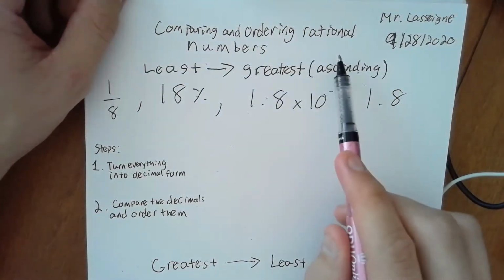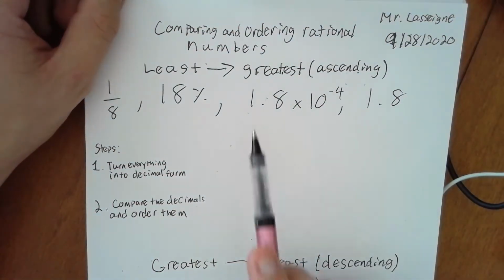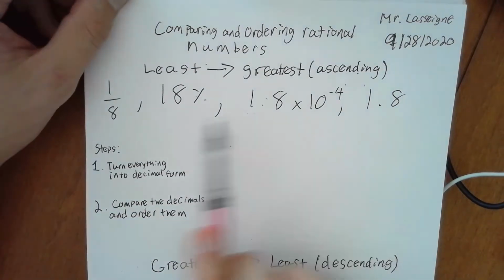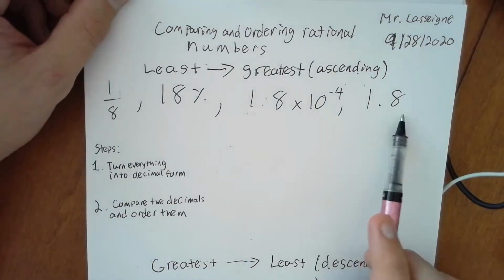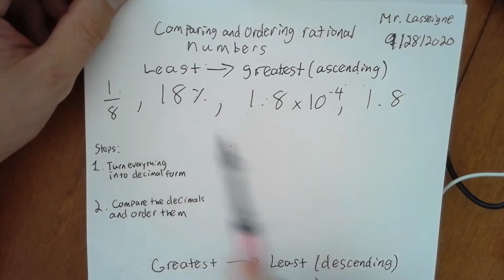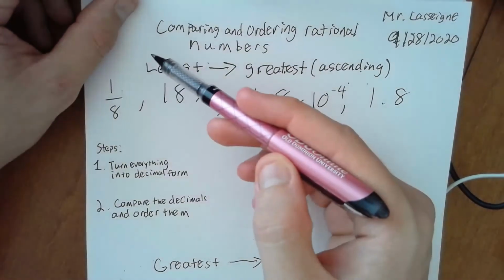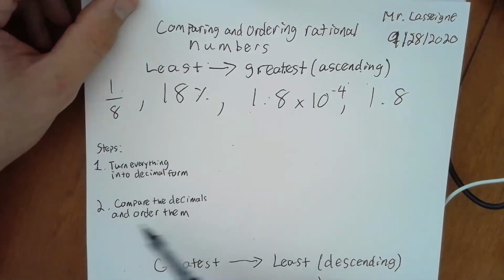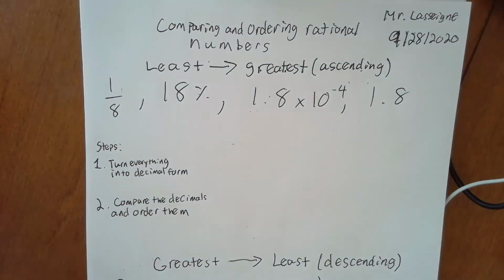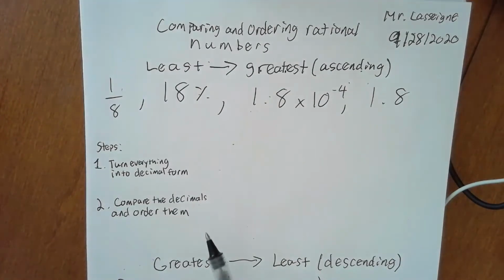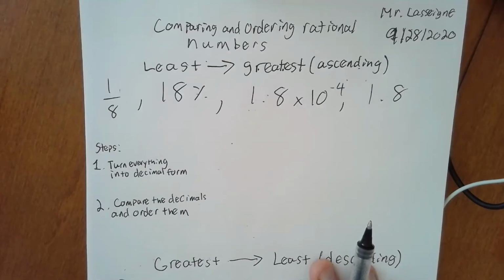And really we're just building off what we did last class, which was ordering numbers in scientific notation. Well, now we're including fractions, decimals, and percents as well. I meant to write the steps up above the first problem, but I forgot, so I just wrote them here to make sure they were on the page. Feel free to pause the video and copy down the first problem and your steps. There's only two steps.